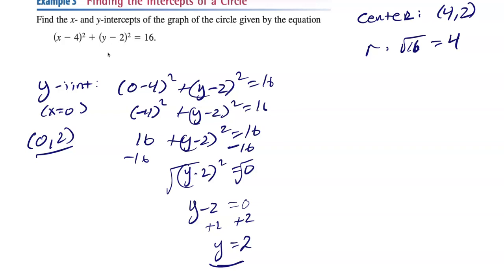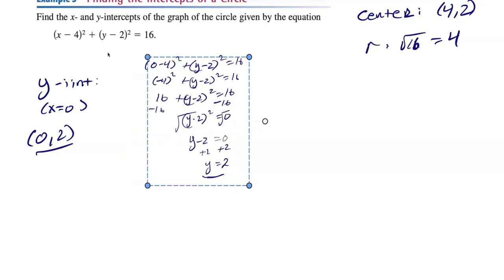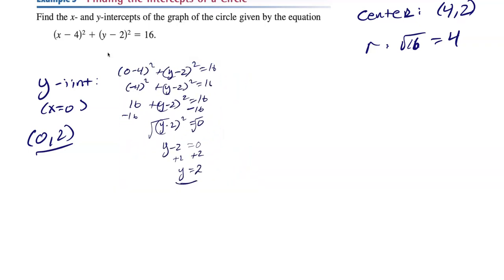If I want the x-intercept, well, I wrote very sloppy and not very nice. Let me shrink that down. So that's all the work for my y-intercept. If you want the x-intercept, you're going to do the exact same thing. You're just going to set y equal to 0.